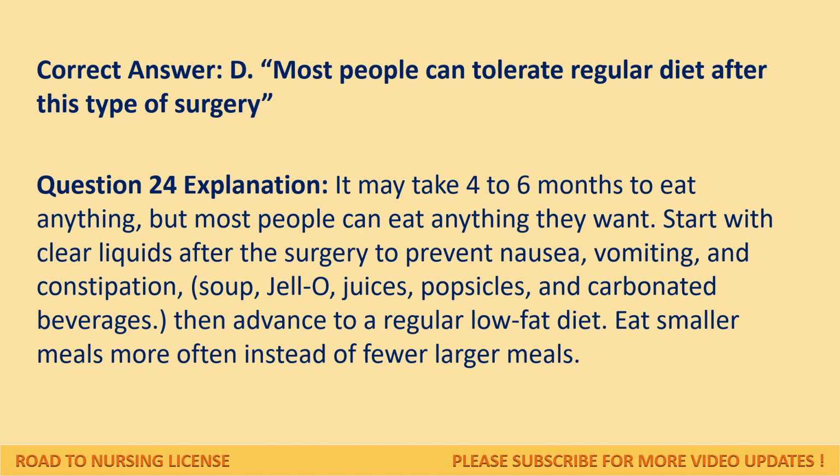Question 24. Explanation. It may take 4 to 6 months to eat anything, but most people can eat anything they want. Start with clear liquids after the surgery to prevent nausea, vomiting, and constipation: soup, jello, juices, popsicles, and carbonated beverages, then advance to a regular low-fat diet. Eat smaller meals more often instead of fewer larger meals.